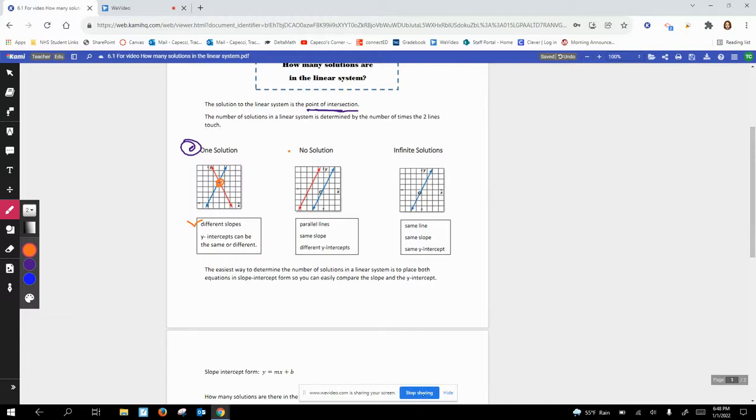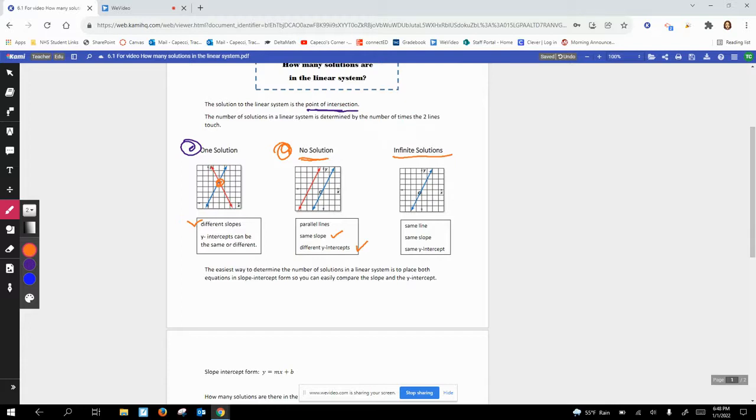Now, in this second example, these two lines are parallel lines. So they don't touch at all. There's no solution. Now, how do we know that lines are parallel? Well, they have the same slope, right? The rate of change is the same, kind of like a railroad track. And they do have different y-intercepts. So in that case, they're not touching at all. So there's no solution.